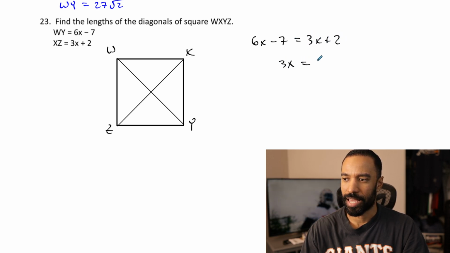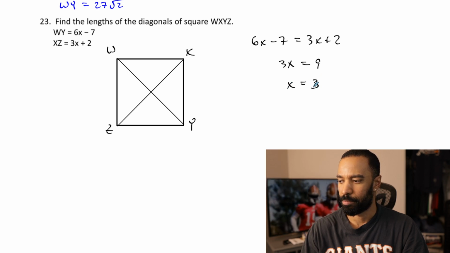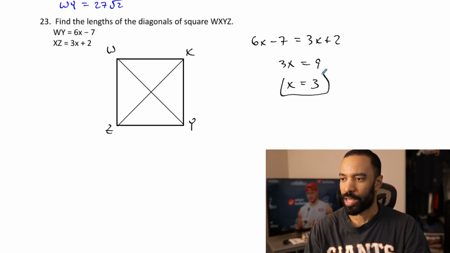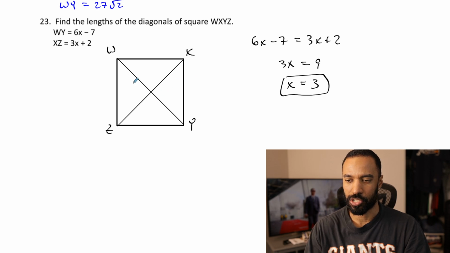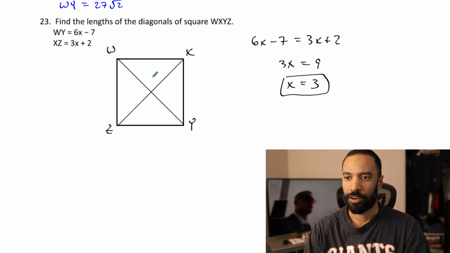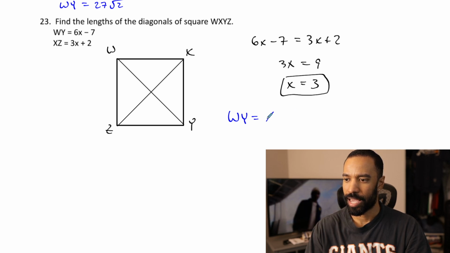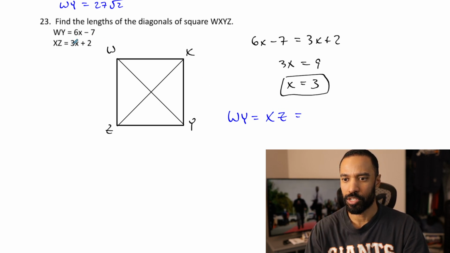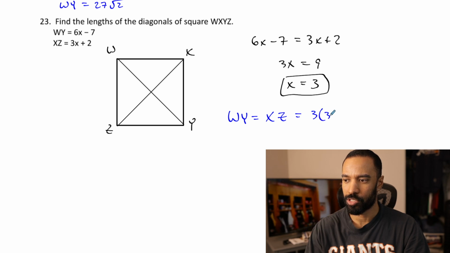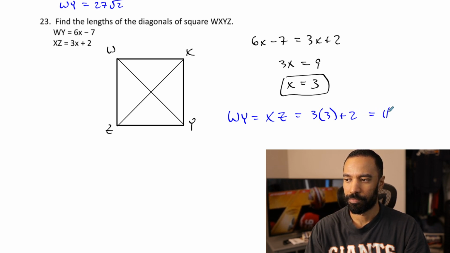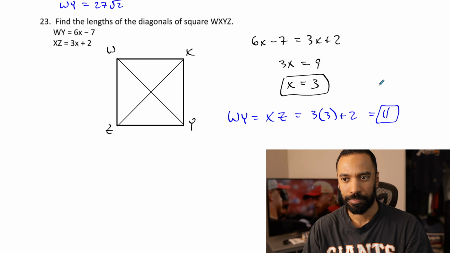Subtract 3x, add 7, divide by 3. So that's x, not to confuse with this x, that's just a variable within here. So now to find the lengths of the diagonals, they're going to be the same. WY and XZ will be the same. Let's substitute 3 into one of them, like 3x plus 2, which is 11. The length of each diagonal is 11.